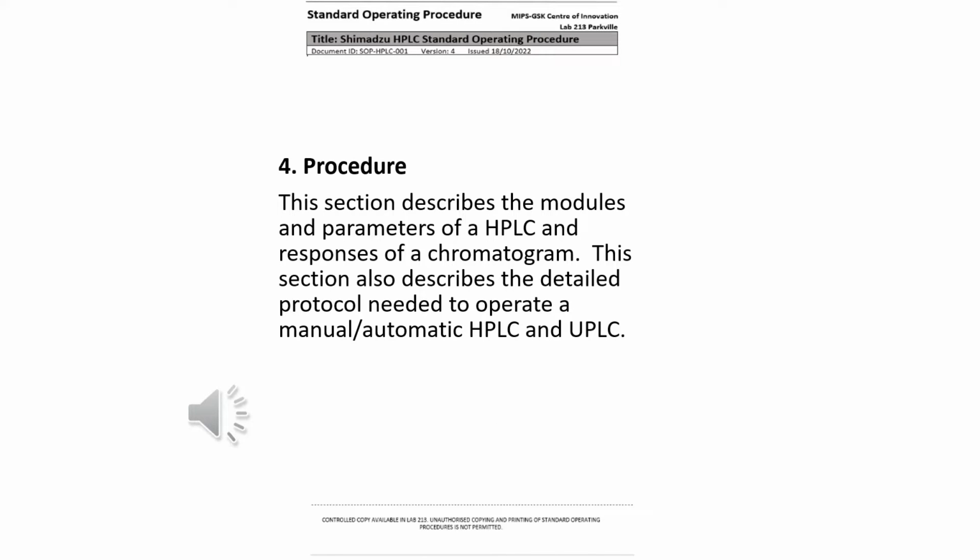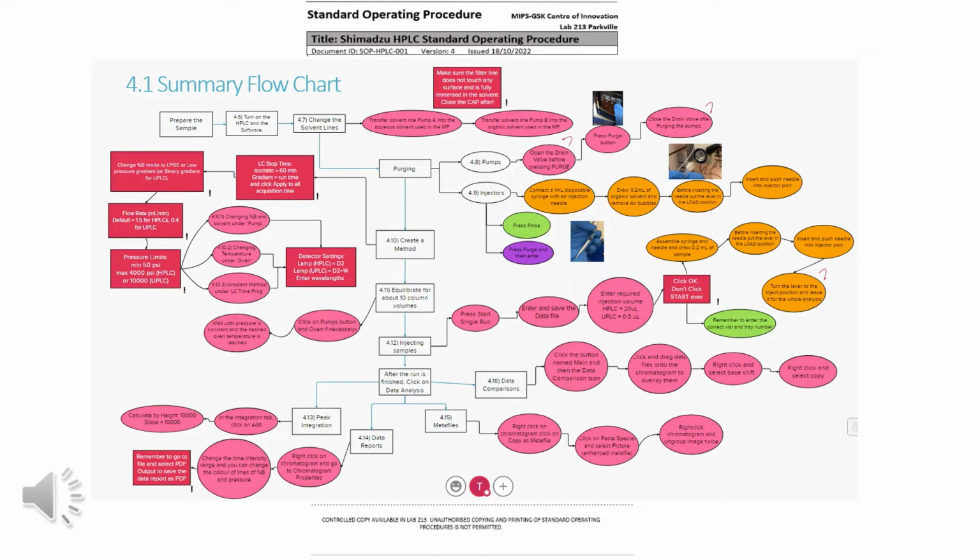Procedure. This section describes the modules, parameters, and responses of HPLC. This section also describes the protocol needed to operate a manual, automatic HPLC, and UPLC. Here is a summary flowchart where the most important instructions are collated. This video will teach you how to turn on the HPLC and LabSolutions software, change solvent lines, purging, creating a method, changing parameters like %B, temperature, and gradient, as well as equilibration, injection of samples, peak integration, data reports, meta files, and data comparisons.